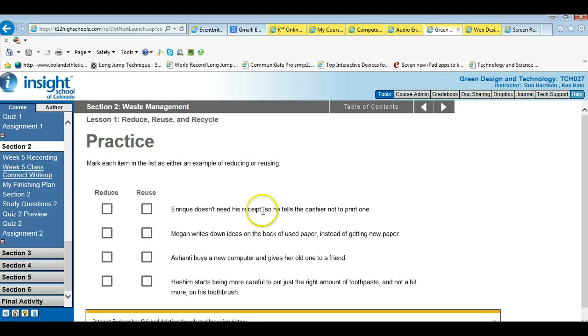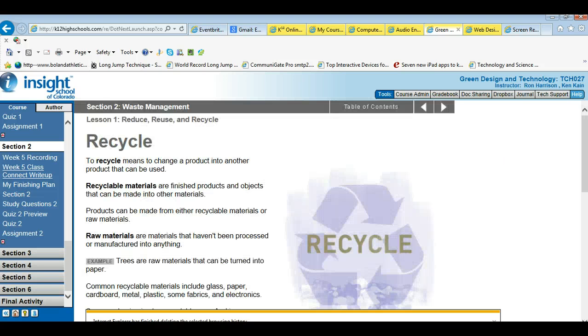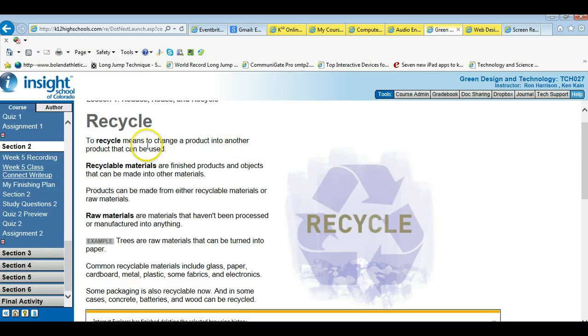So practice on reuse. Go through this, see how you can do on that. And finally, recycle means taking a product and putting another use to it. So you change it into another product, but recycling is, of course, also changing it into its original product.